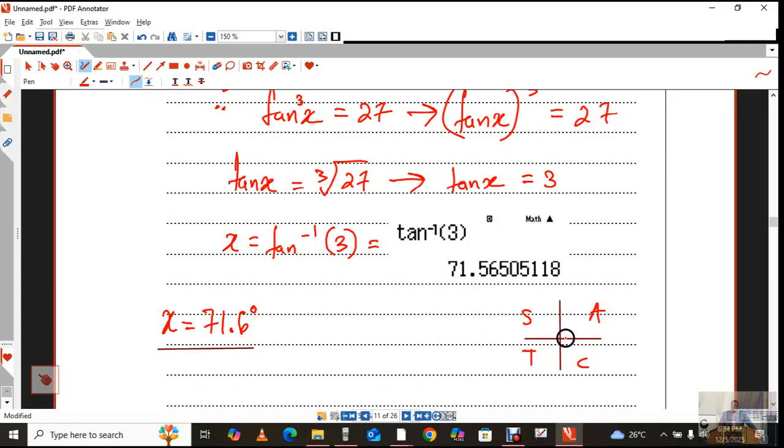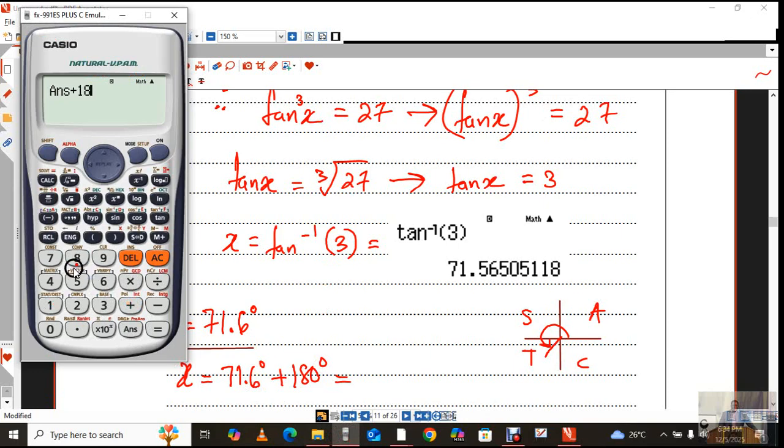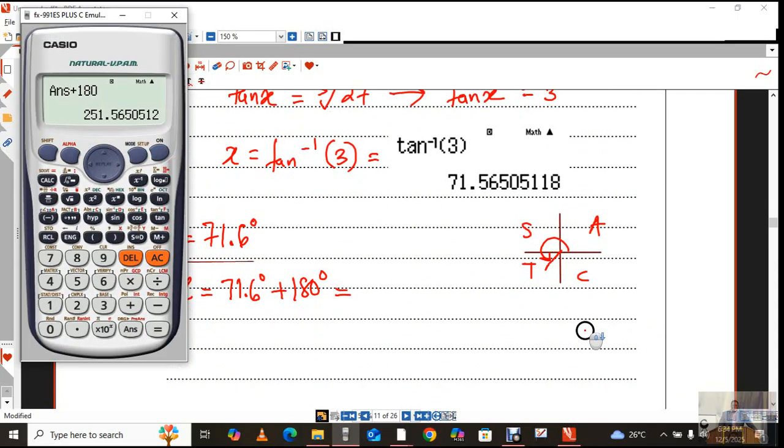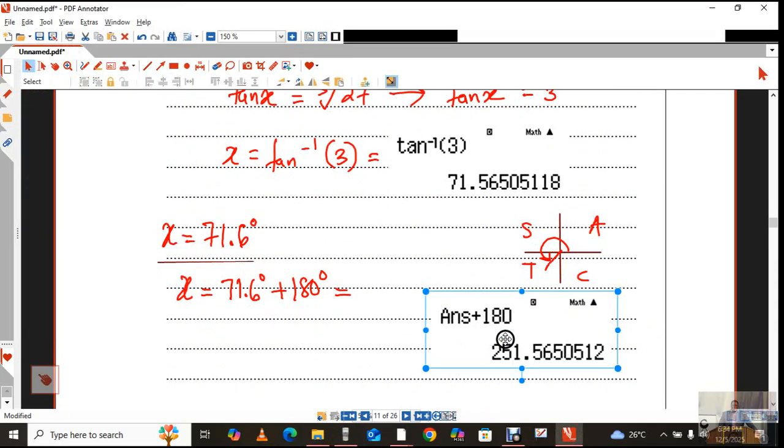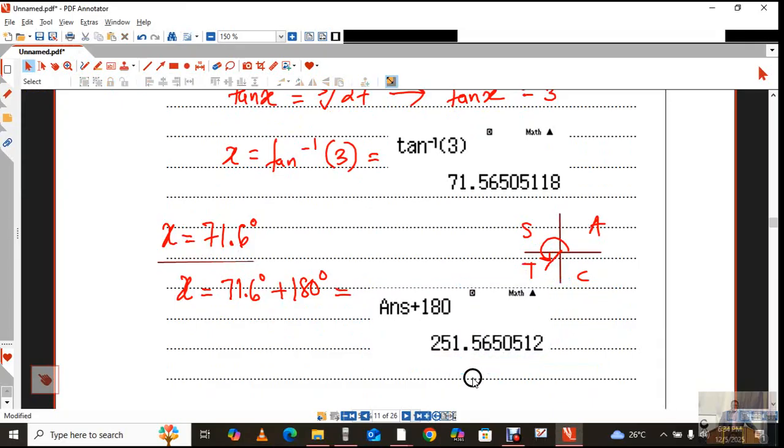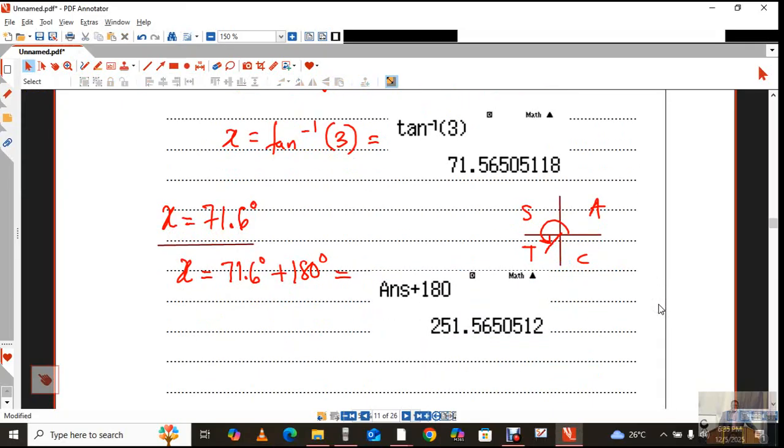Okay, so this angle we are now looking for is all the way up to here. How do you find that angle? You say x is equal to 71.6 degrees plus 180, because in the third quadrant, tangent is also positive. Okay, so add 180 more, 251. So I'm just going to capture that, bring it over here.